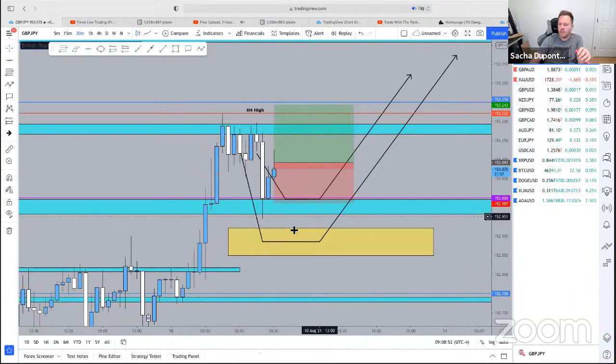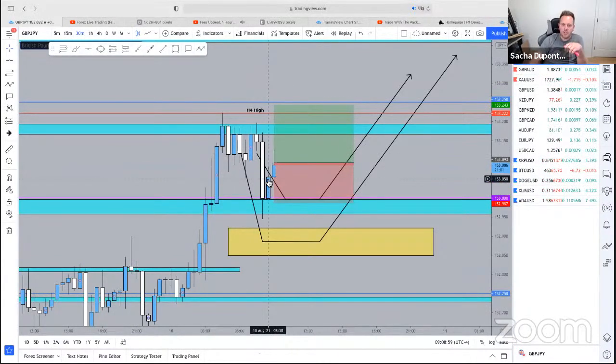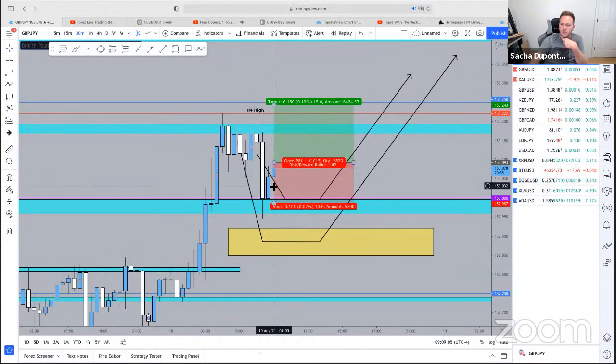Sorry, guys, I was muted. So I was talking by myself. I was answering the question from Abdo. I said if this candle would have broken this low here, I would not be entering on this candle. So yeah, sorry guys.